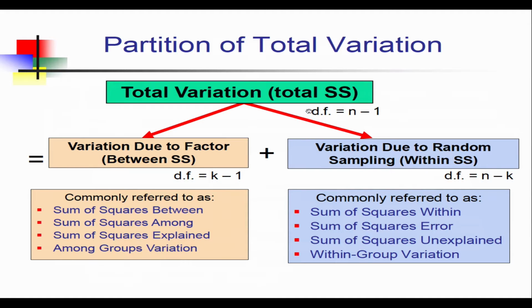For the total sum of square, its degree of freedom is the total sample size minus 1. Because when we calculate this one, we subtract the overall mean. We use up 1 degree of freedom to calculate the overall mean. So the degree of freedom for the total variation is the total sample size minus 1. The degree of freedom for the variation due to the group factor, or between group variation, is the number of groups minus 1. The other one is just the total sample size minus the number of groups.